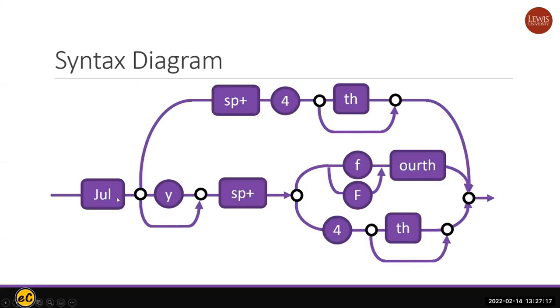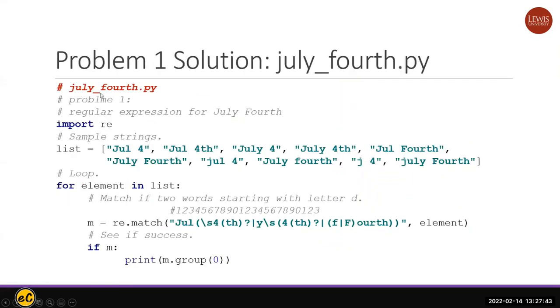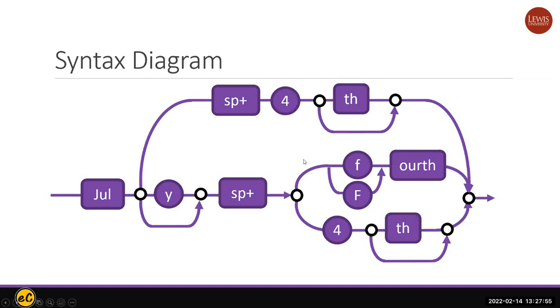So basically, you have this one, July, followed by a space, 1 or more, and then 4 and the optional TH. This one, July, followed by Y, and then here you have followed by space, and then you follow by 4 with optional TH or F with TH. You can look at this in the 4th of July .py in the sample code, where we have the pattern written down in this way. There are different ways you can write it. This is not the only way, but this is one of the ways you can do it.